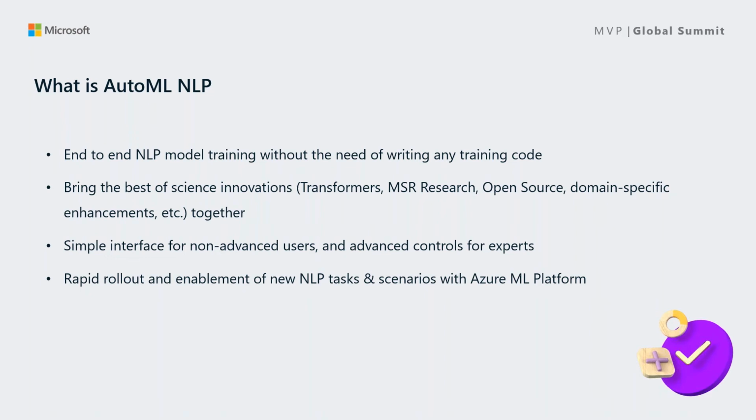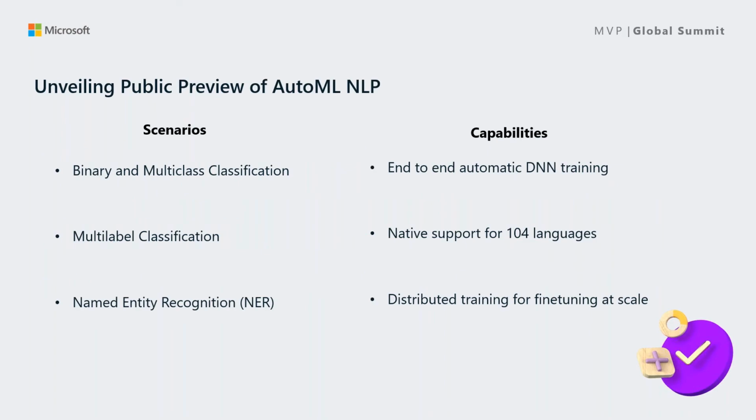Since the feature is currently still in public preview, this is a quick overview of what we already support in Azure Machine Learning's AutoML NLP. Scenario-wise, we support 3 scenarios: multi-class classification, multi-label, and NER. Capability-wise, we actually have a lot of innovations.